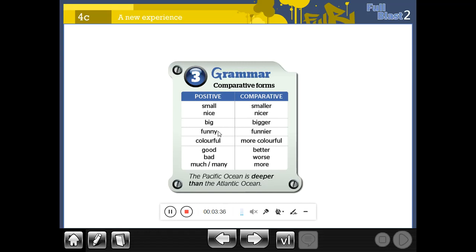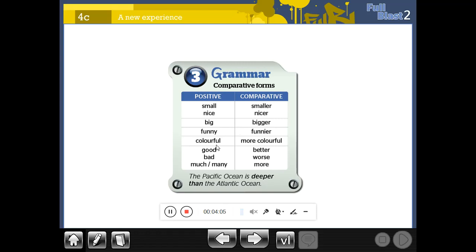Funny. What is the last letter here? Letter Y, like happy. If the adjective ends with letter Y and it has only one syllable, we have to change letter Y into letter I. Funnier than, happier than. We add I and then ER.